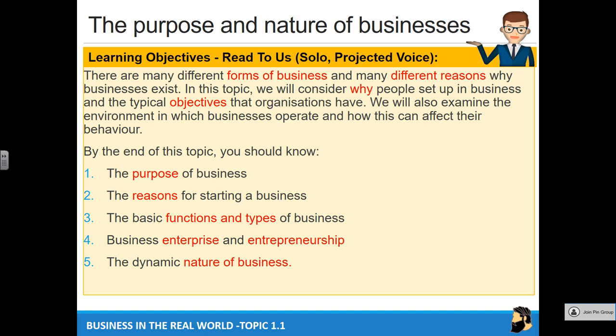So by the end of this topic, you should know the following. One, the purpose of the business. Two, the reasons for starting a business. Three, the basic functions and types of business. Number four, business enterprise and entrepreneurship, what do they mean? And number five, the dynamic nature of business.